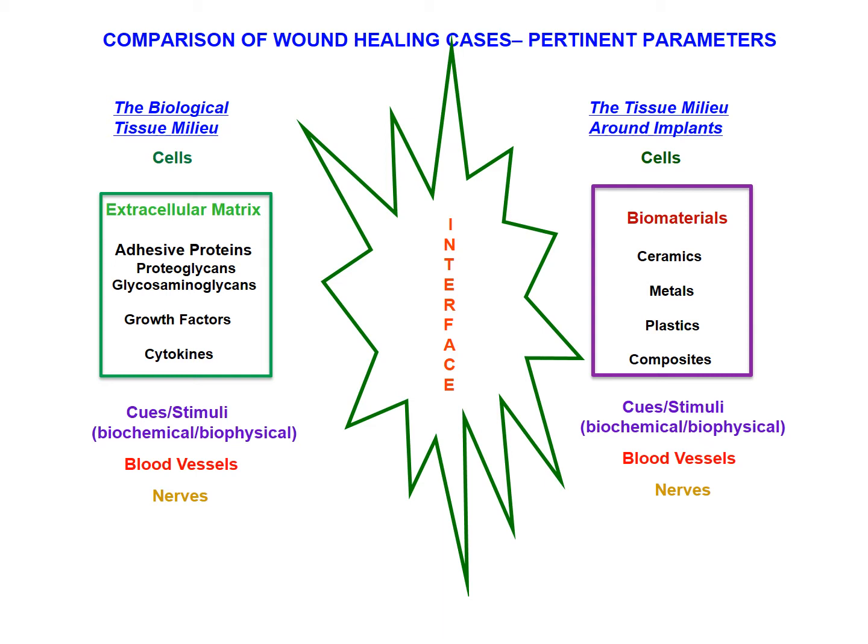In the biological physiological environment, we have the extracellular matrix of the tissues. On the other side, in the environment around the implants, we have the synthetic biomaterial, which may be a ceramic, a metal, a plastic, or a composite of any two or three of these aforementioned types of materials.